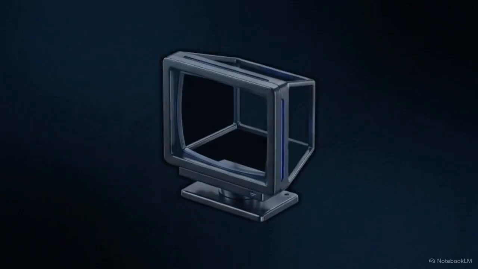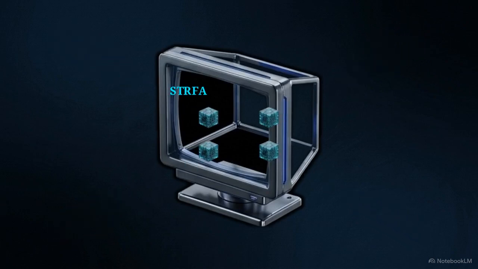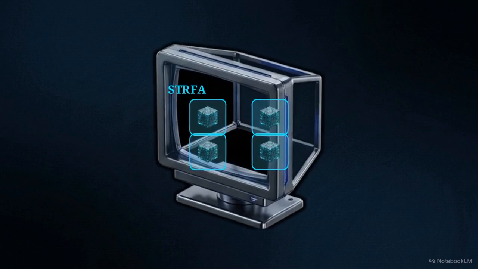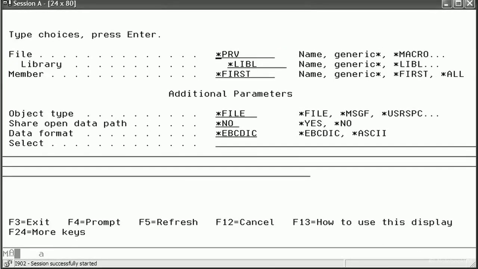Instead of building a heavy external client, the SSS Tools software sits natively inside the system, perfectly mirroring IBM's classic UI design. Typing STRFA instantly opens your database. Target specific files, libraries, and members right from the prompt. Hitting F10 reveals deeper controls. Switch object types, adjust the open data path, or swap data formats, all without leaving the native environment.